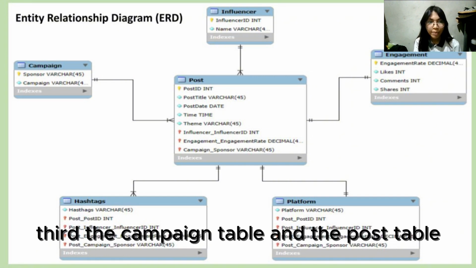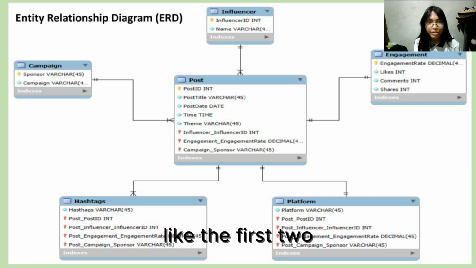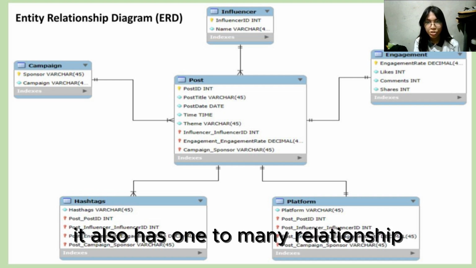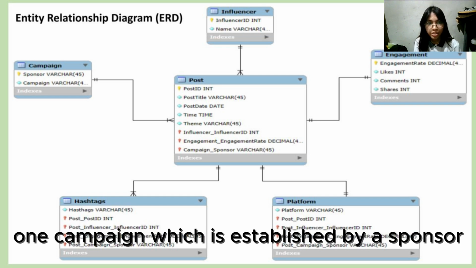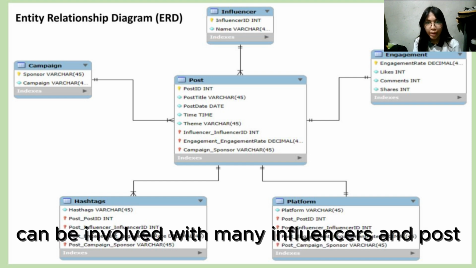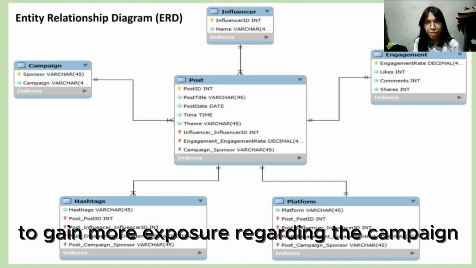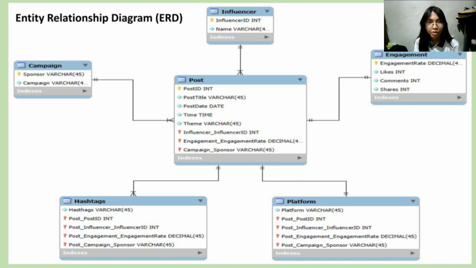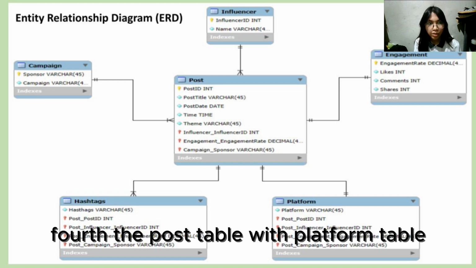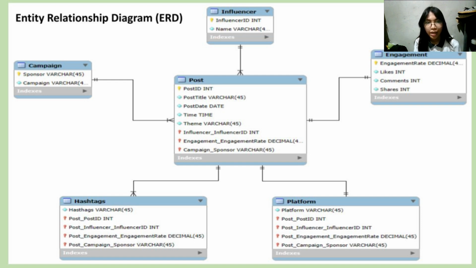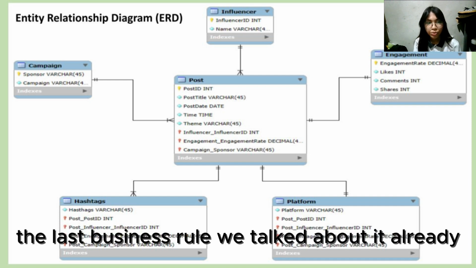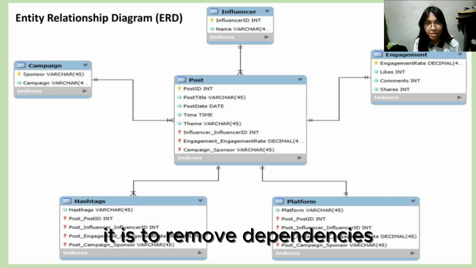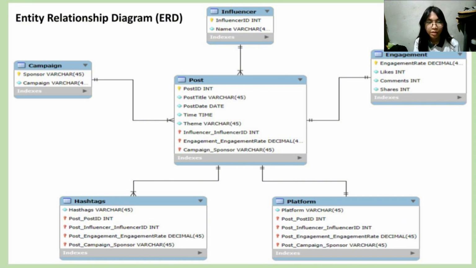Third, the campaign table and the post table. Like the first two, it also has a one-to-many relationship. It satisfies the first business rule. One campaign, which is established by a sponsor, can be involved with many influencers and posts to gain more exposure regarding the campaign. Fourth, the post table with the platform table has a one-to-one relationship because each post is published on a specific platform. The last business rule, we talked about it already, is to remove dependencies.